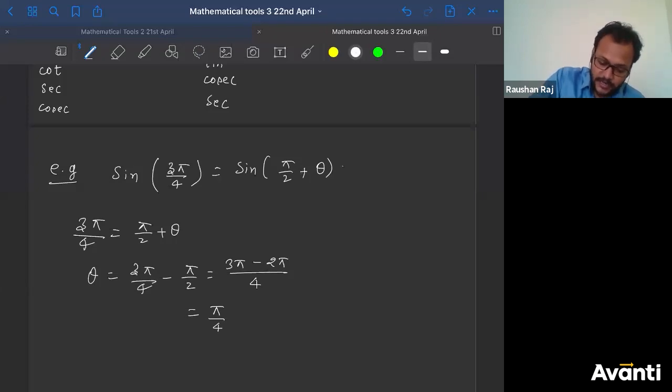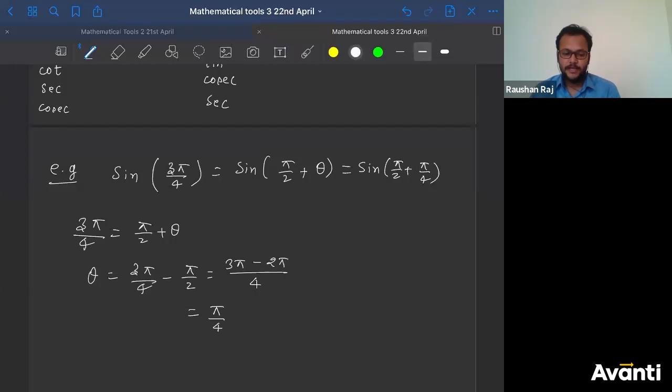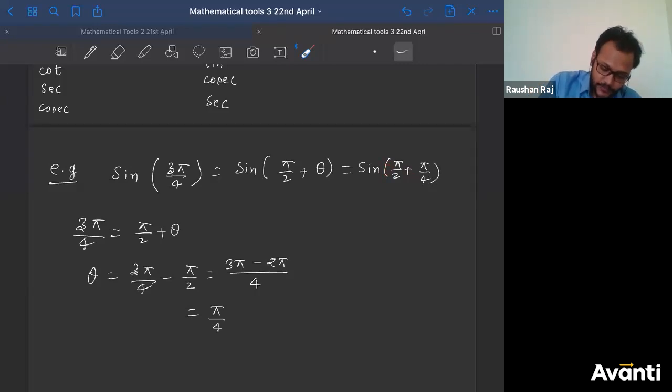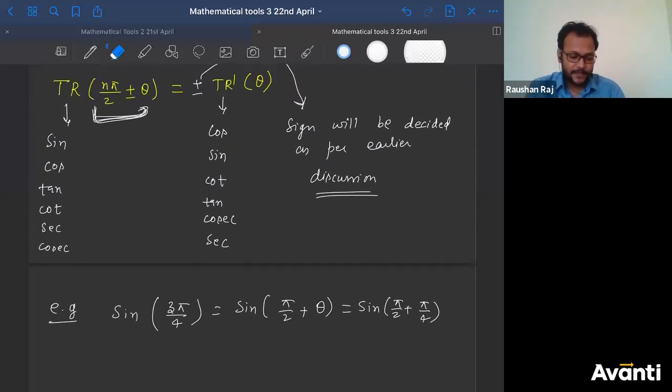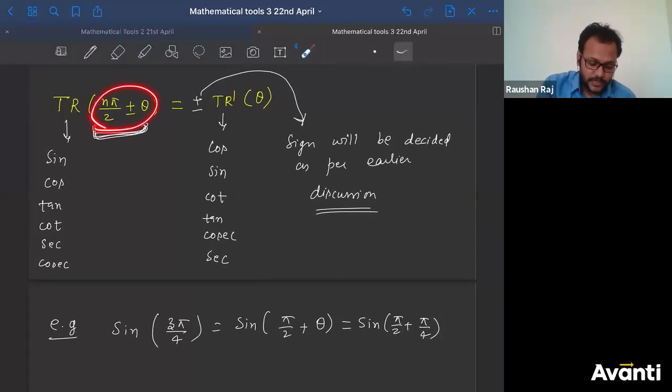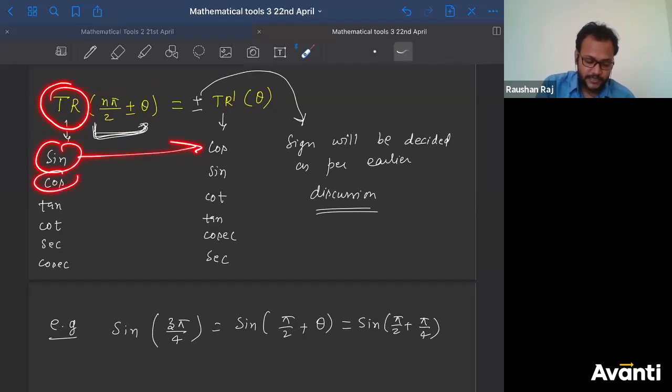That means I can write this sine of 3 pi by 4 as sine of pi by 2 plus pi by 4, right? Good, sir. Now this is n pi by 2 plus theta, where theta is acute. No problem. अभी करना क्या है? Just now I have taught you that if you are getting some angles in terms of n pi plus minus theta, you have to transform this trigonometric ratio. If this is sine, it will become cos. If it is cos, it will become sine. Tan, cot; cot, tan; sec, cosec; and cosec, sec.